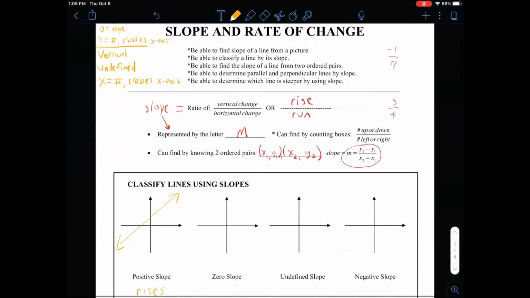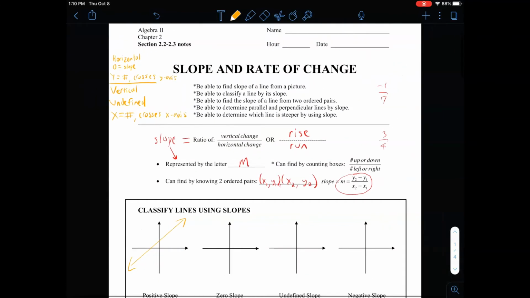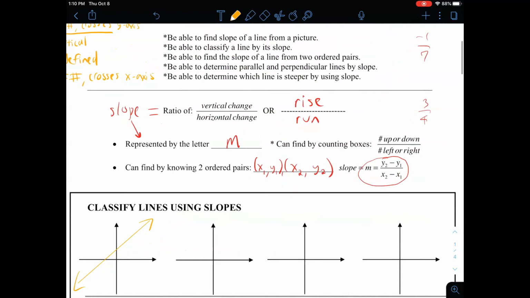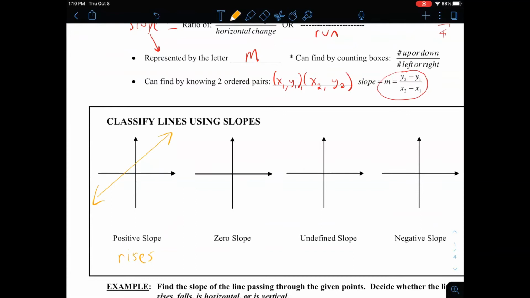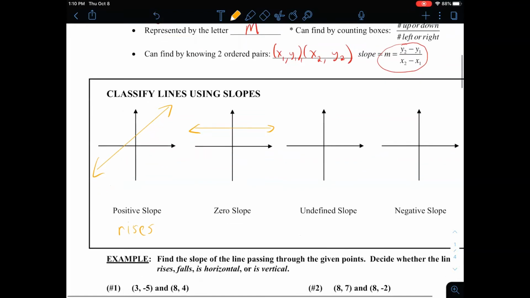So if we have a zero slope, if we look at our HOY-VUX, a zero slope is going to be a horizontal line. So we're going to draw a horizontal line. Think like the horizon, right? The horizon is kind of a straight line if you're looking out over a flat surface or flat piece of land. It's going to be zero slope, a horizontal line.